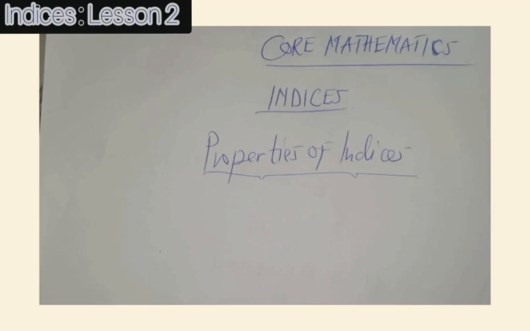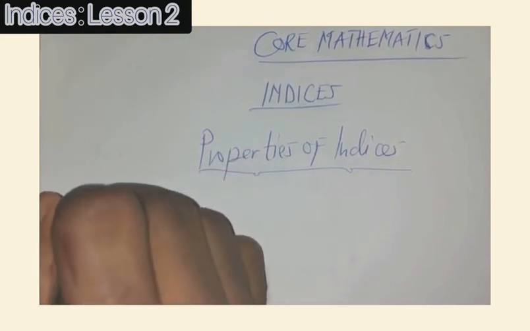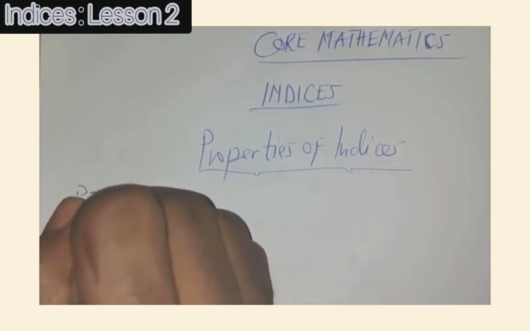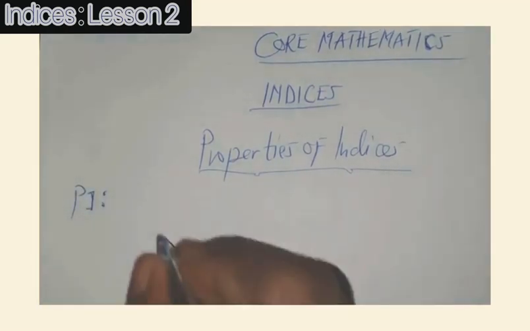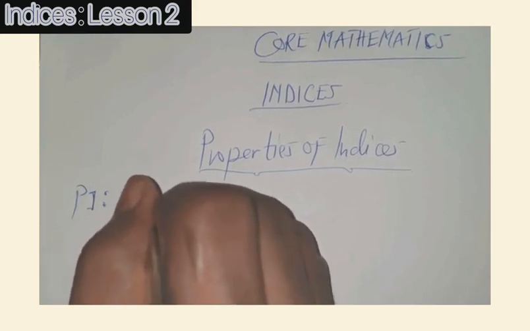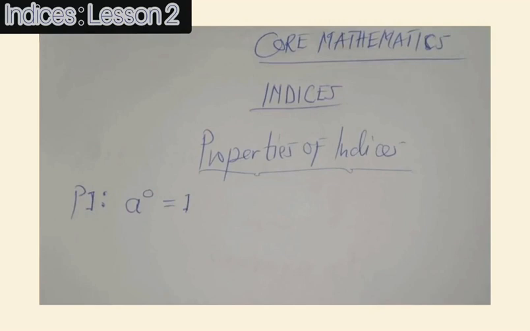The first property that we are looking at is property 1. I'm going to use P1 to represent it. Property 1 says that if I have any number to the power of 0, it should be equal to what? 1. Any number raised to the power 0 is equal to 1. The emphasis here is that any non-zero number raised to the power 0 is equal to 1.